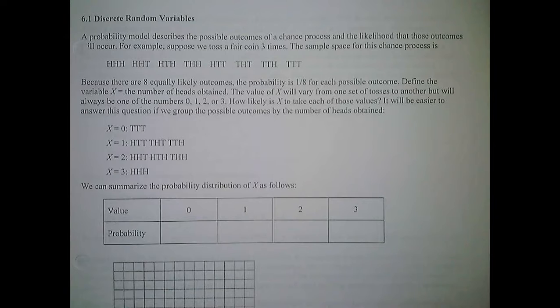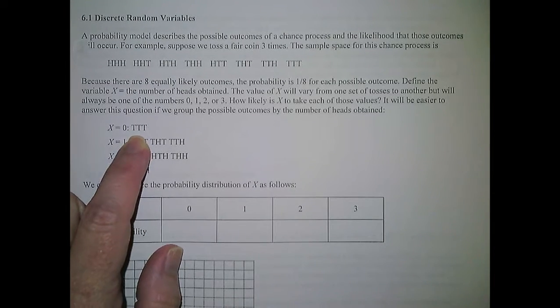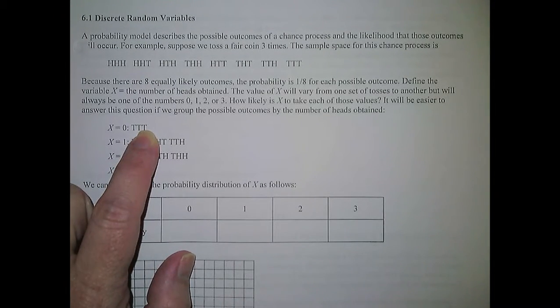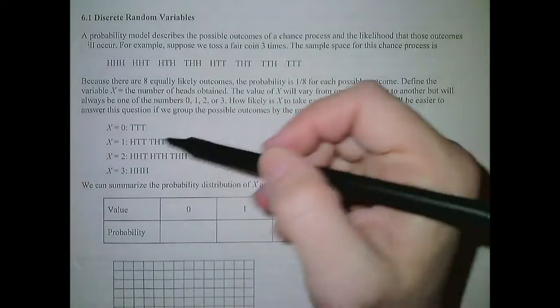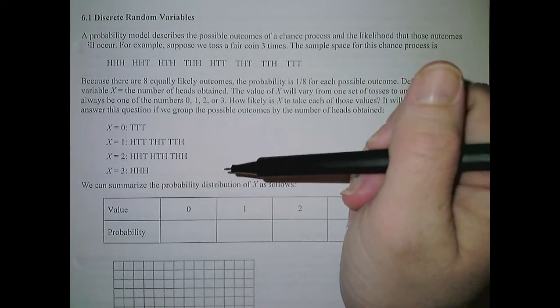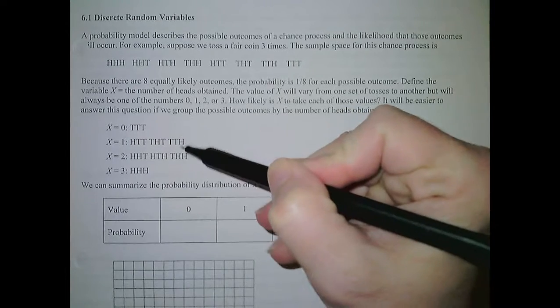It will be easier to answer the question if we group all of those possible outcomes by the number of heads obtained. So there's only one possible way that we could get no heads. That would be that all 3 are tails. If we look at the different outcomes, we see that there are 3 different ways that we could get exactly 1 head. We either get it on the first flip, on the second flip, or on the third flip.